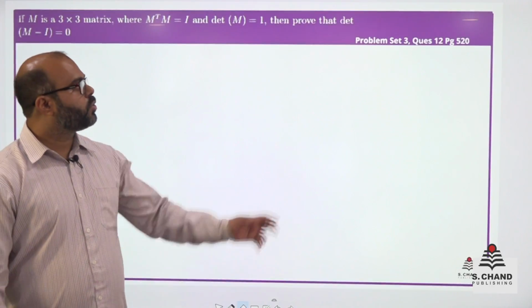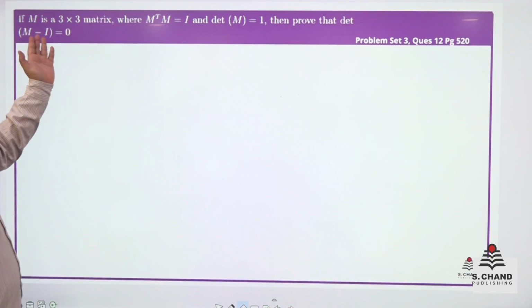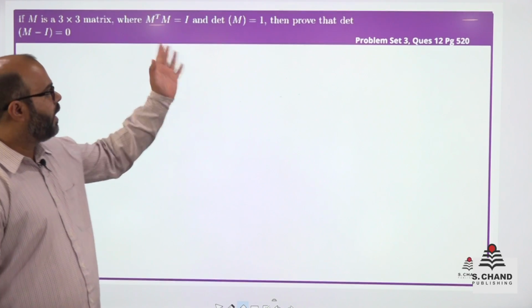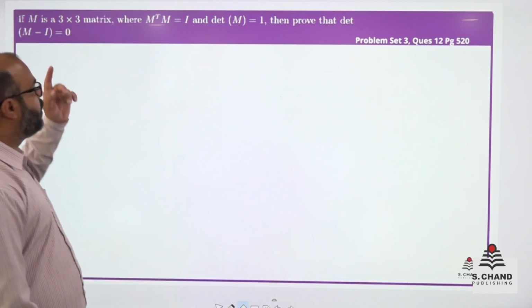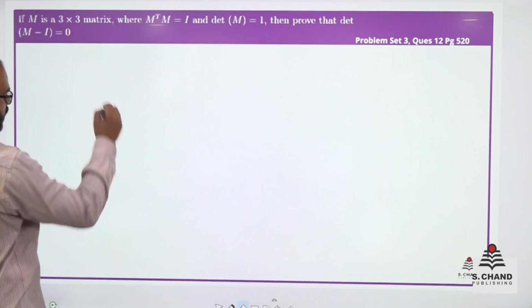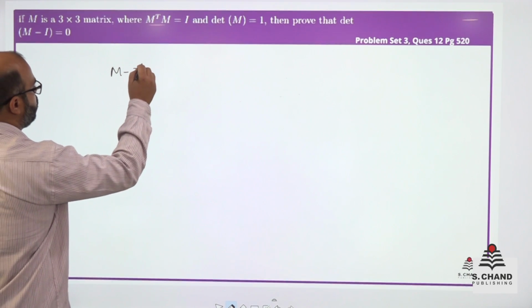So let us come to the next question. Problem set 3, question number 12, page number 520. If M is a 3 cross 3 matrix where M transpose M is equal to I and determinant of M is equal to 1, then prove that determinant of M minus I is equal to 0. So let us start from here, that we take M minus I transpose.